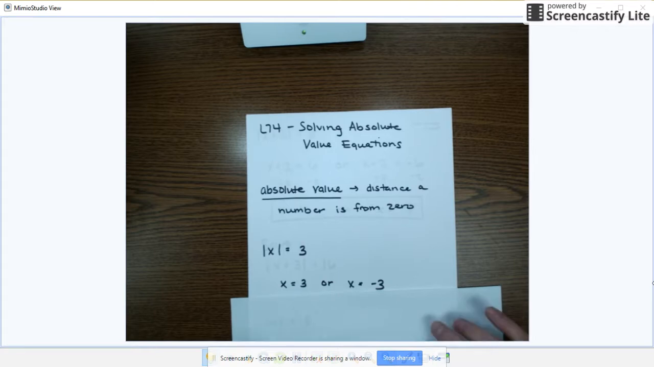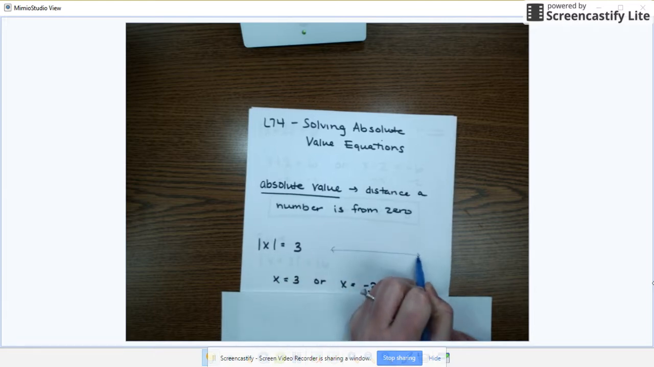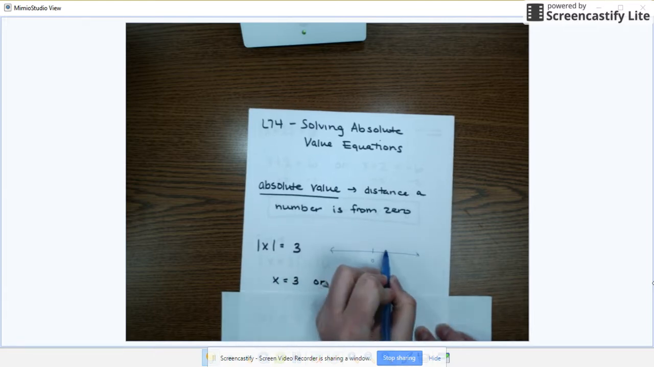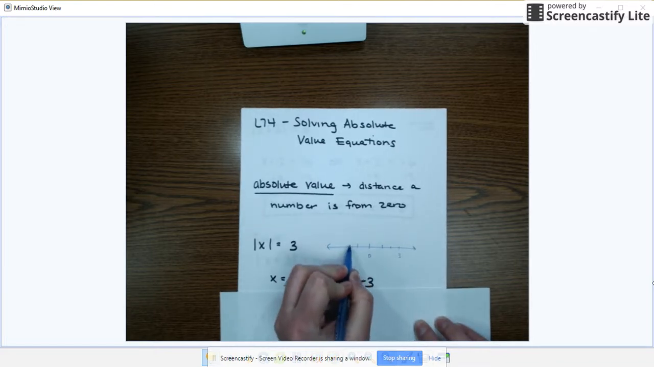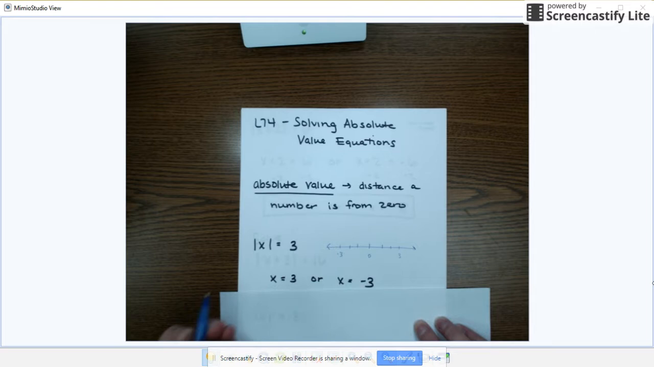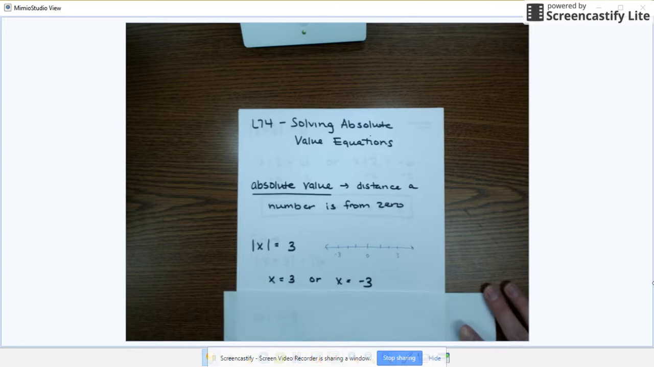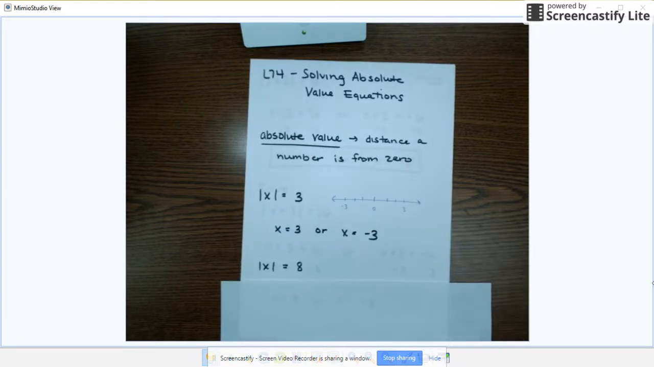Let me draw a number line really quick. So here's 0. Obviously, positive 3 is 3 units from 0, but remember, since distance is always positive, technically negative 3 is a distance of 3 units away. So both 3 and negative 3 are answers to this equation. Similarly, absolute value of x equaling 8 gives us two answers. We have both a positive 8 and a negative 8 as our answers.